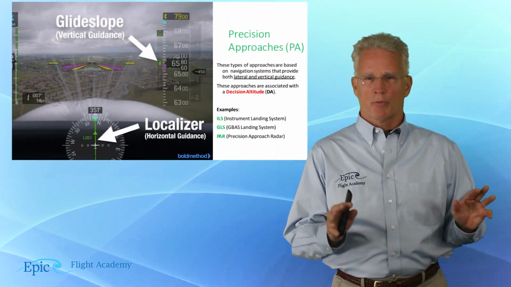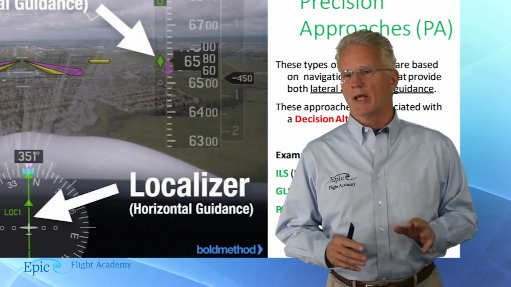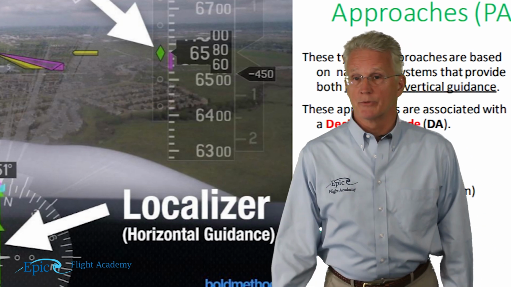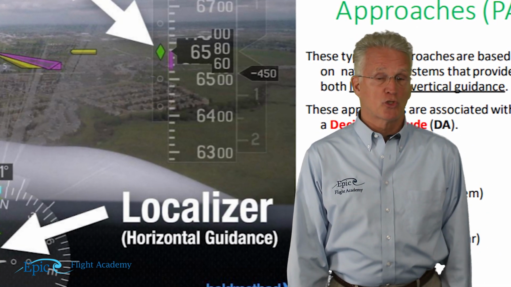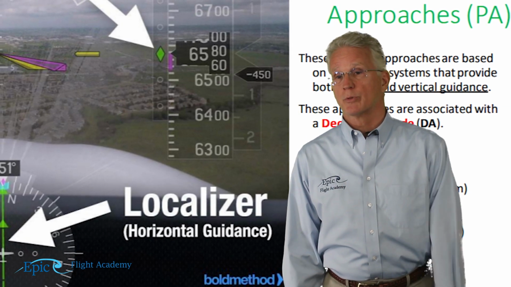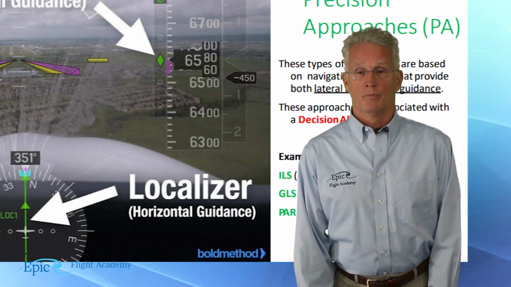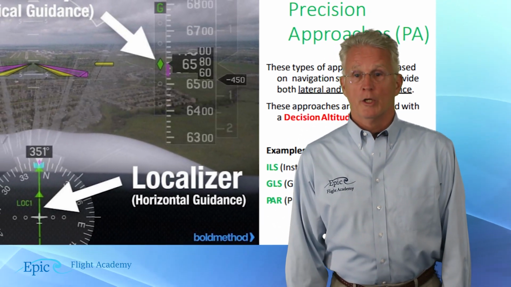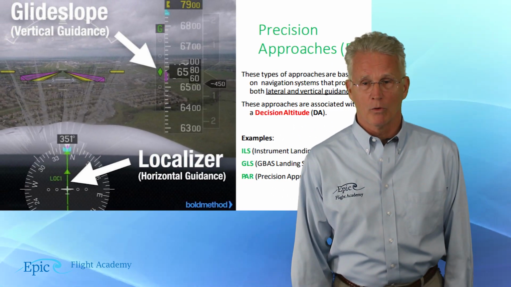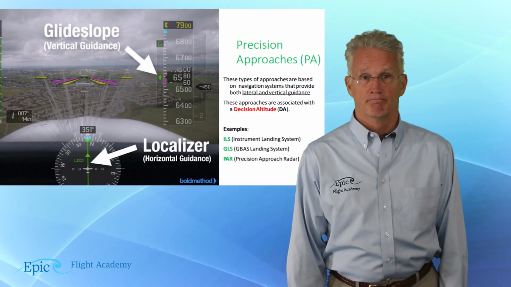The precision approaches are based on navigational systems that provide both lateral and vertical guidance. These approaches are associated with a decision altitude. Examples of precision approaches are the ILS, or Instrument Landing System, the GLS, or GBAS Landing System, and the PAR, or the Precision Approach Radar System.